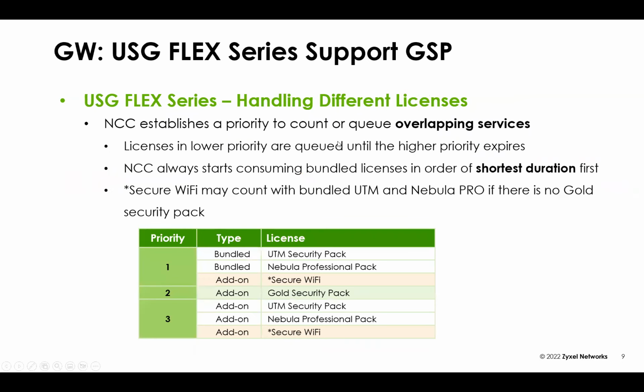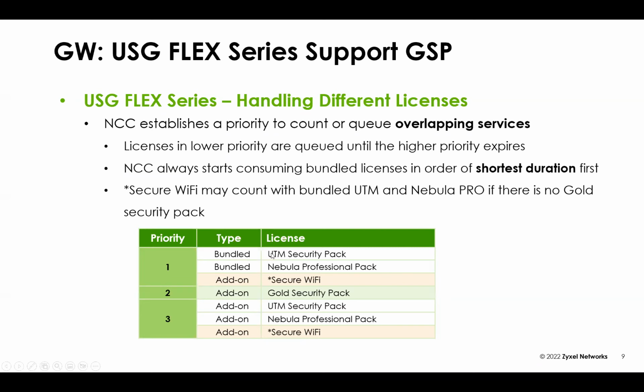Now, let's talk about how different licenses are handled in Nebula. Licenses that have a lower priority, we see there's a different priority here. The lowest number priority is actually, sorry, it means the highest priority. So 1 being the highest priority, then 2, then 3. This tells you exactly which security pack gets queued or consumed when adding it to an already existing consuming license structure that you have on your firewall.